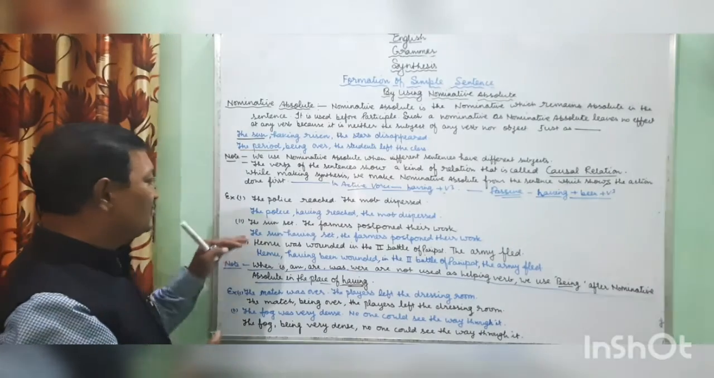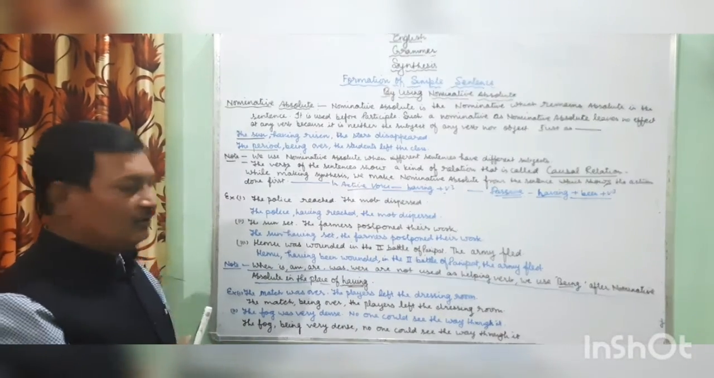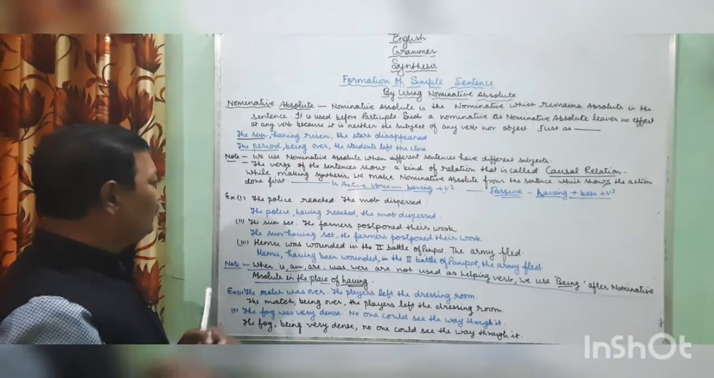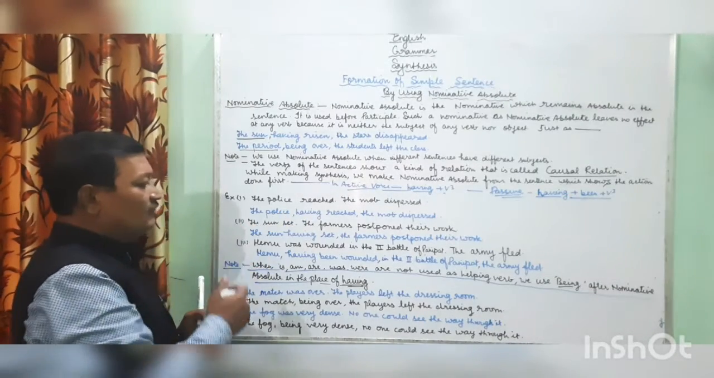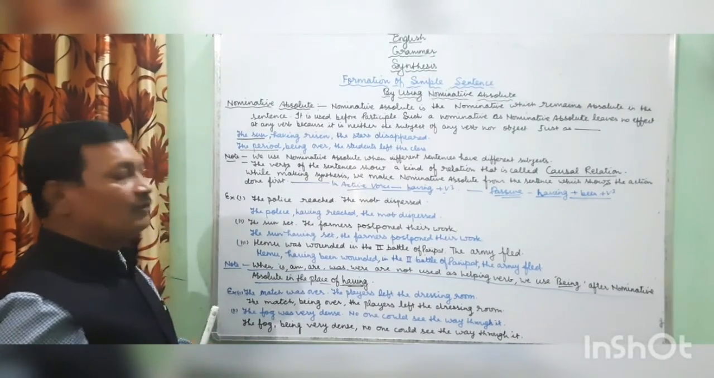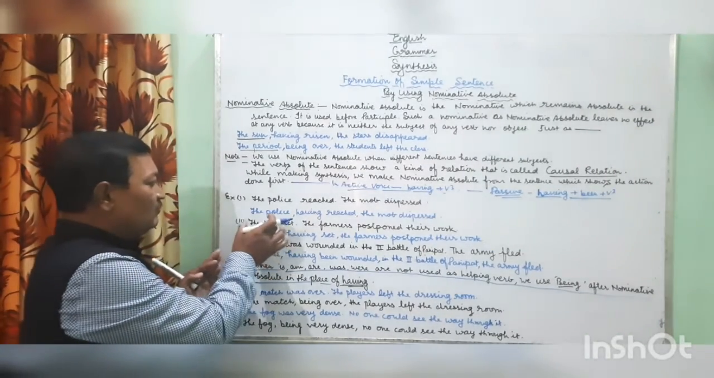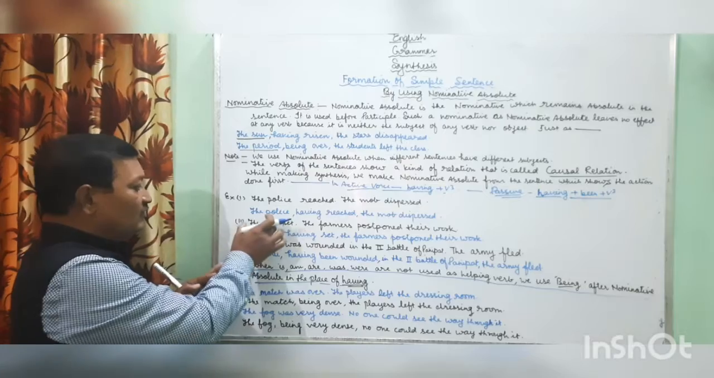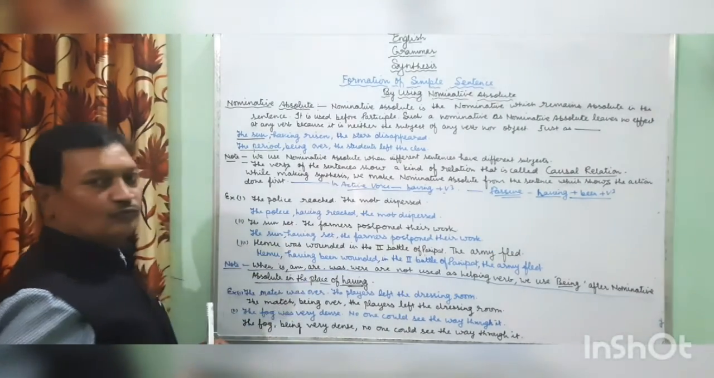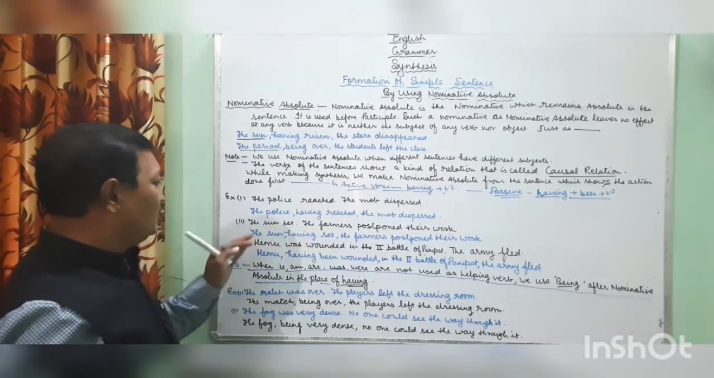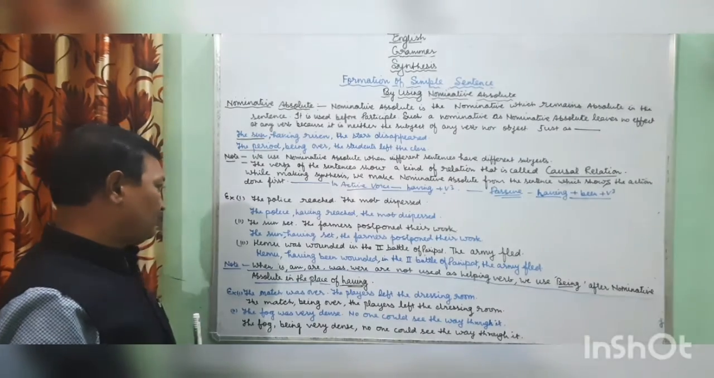Okay. Let's see second sentence. The sun set, the farmers postponed their work. As students, you can see here the first sentence shows the sun set first. Then the farmers postponed their work. That's why we'll make the sun, the subject of the first sentence, nominative absolute, and combine these two sentences into one. The sun having set, the farmers postponed their work.